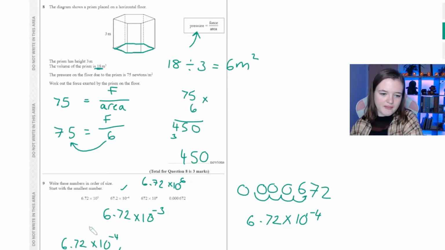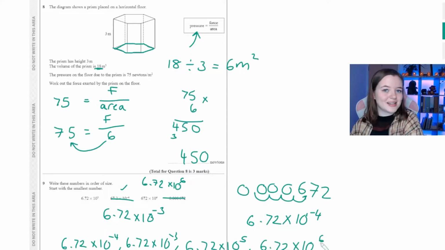Then I'm going to have this one here, which is the next negative, 6.72 times 10 to the minus 3. And then I'm going to have... onto the bigger ones now, isn't it? So we've done that one. We have done that one. Yep. Then it's on to this one here. First one, 6.72 times 10 to the 5, next number up. And then this one here, 6.72 times 10 to the 6.